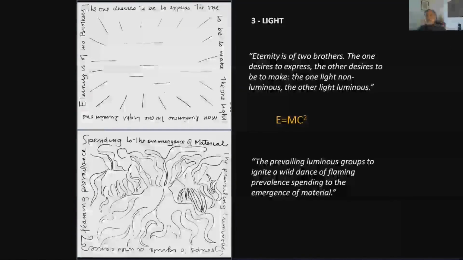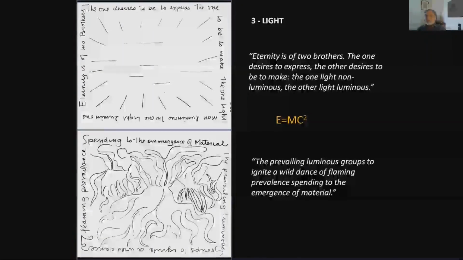Einstein's E represents energy, which we often understand as light. M is the matter, materiality. He says that when matter travels at the speed of light, it becomes energy. I think Kahn is speaking the same thing but in a different way.